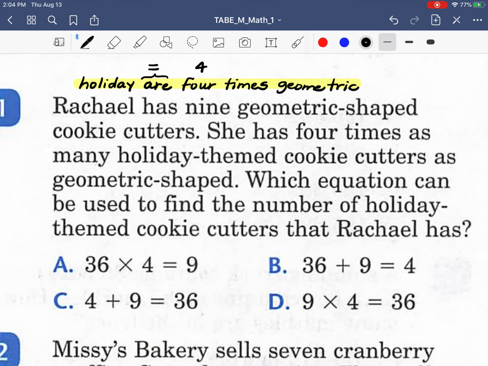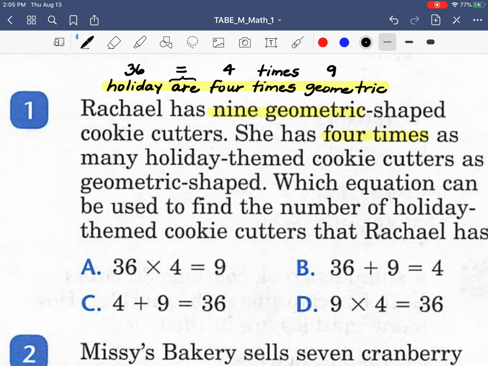And I know what 4 is. And we know how many geometric cutters she has. It tells us, just like it told us, that the holidays are 4 times the geometrics. So we know that she has 9 of the geometric shapes. So 4 times 9 equals 36. So we're looking for an equation that says this information, that 4 times 9 is 36. And hopefully you see it in option D. 9 times 4 is 36.